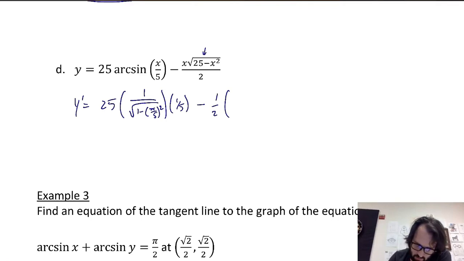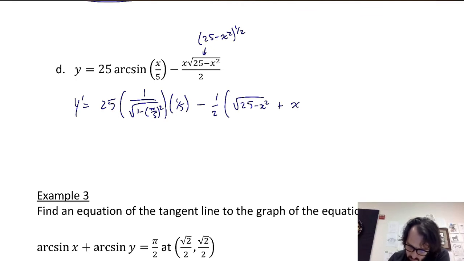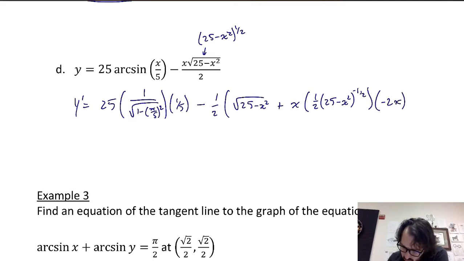Just don't forget that this is 25 minus x squared to the 1/2. So derivative of the first, which would be 1, times the second, so 25 minus x squared, plus the first times the derivative of the second, so 1/2, 25 minus x squared to the negative 1/2, and then times the derivative of the inside, which would be negative 2x. And close all of my parentheses there. All right, so the derivative of arc sine is there.